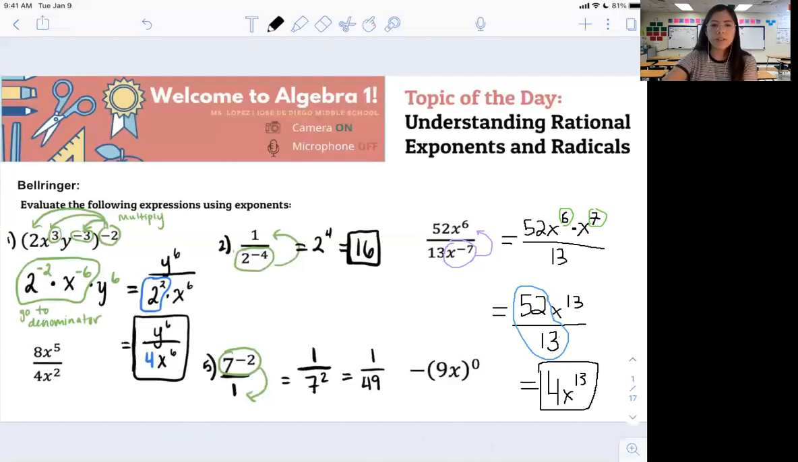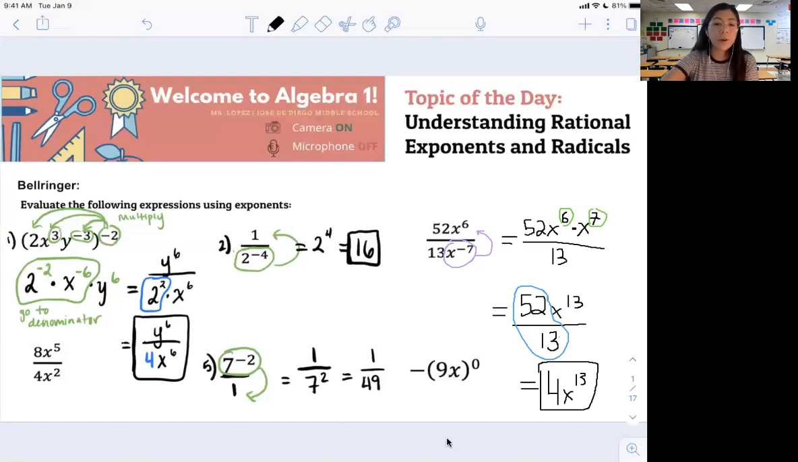Okay, so any questions on that one, number 3? I have a question, Miss. When I worked this one out, I got that answer, but I didn't do it that way. How did you do it? I just divided first, and then I did 6 minus -7.